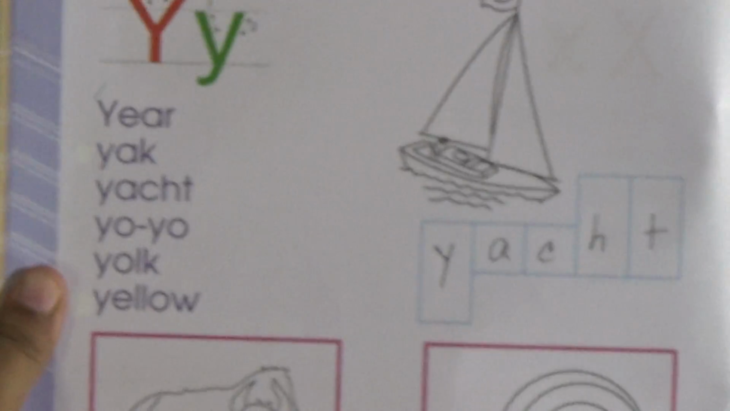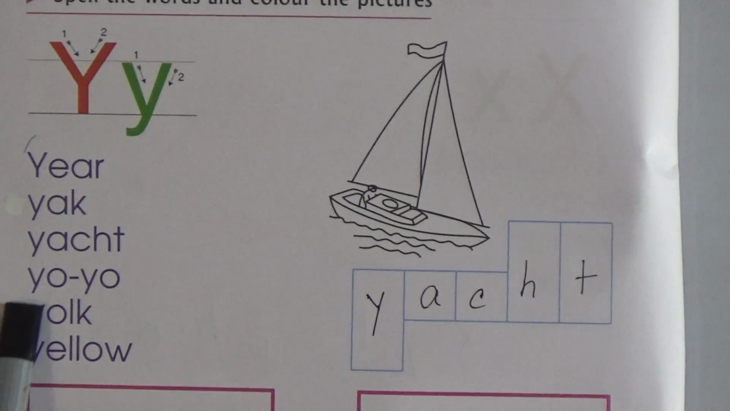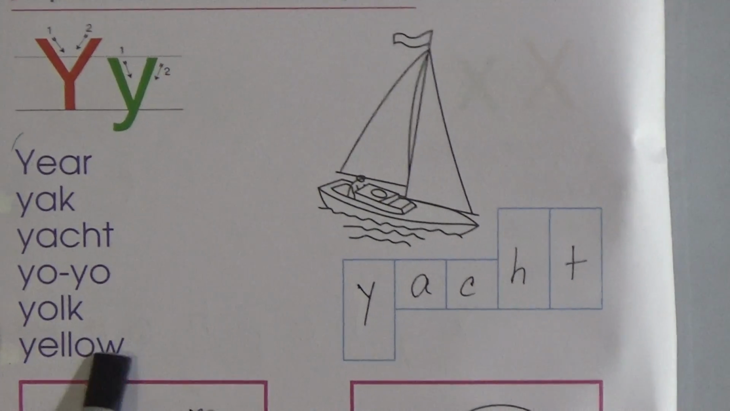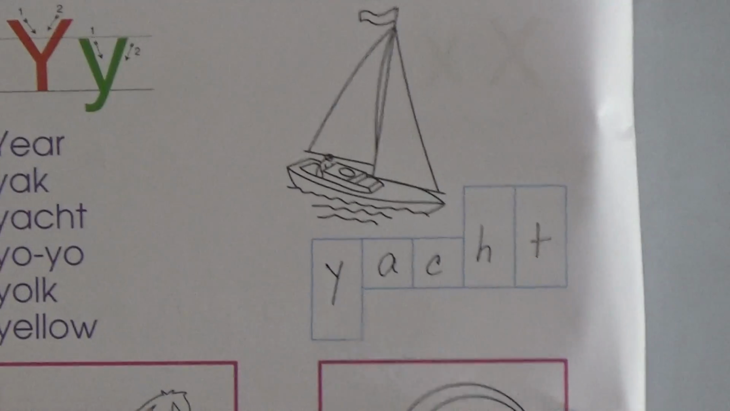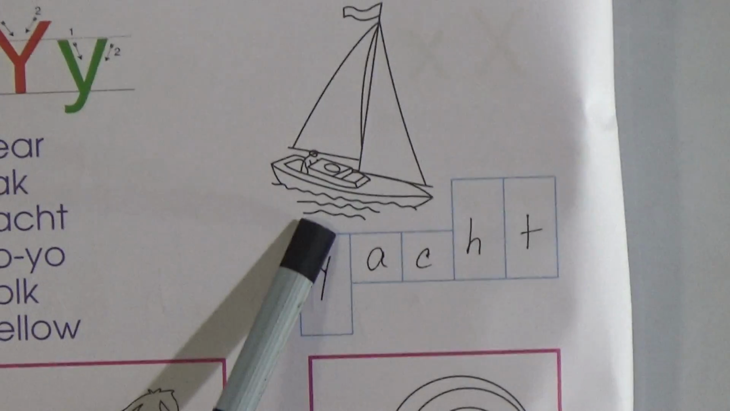This is Y. Y for ear, yok, yacht, yo-yo, yoke, and yellow. So look at the picture. What is this? This is the picture of a yacht.